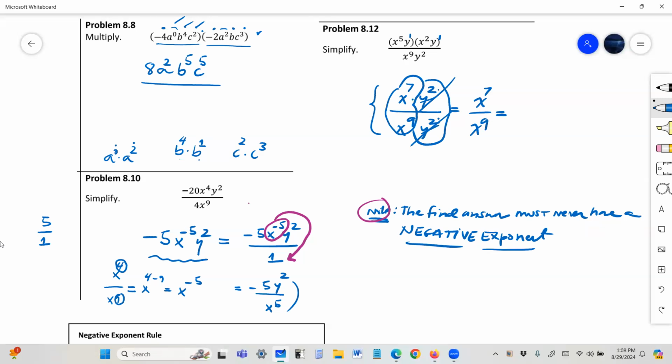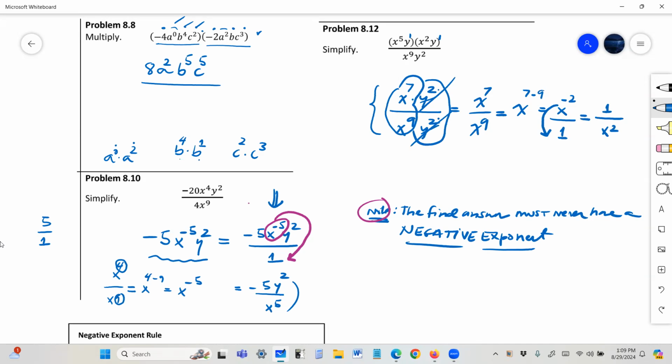Not quite the final answer yet, but I then apply the quotient rule here. So this will be x to the 7 minus 9, which is -2. And it becomes a problem similar to this one right here, where the negative exponent cannot be in the final answer, and it goes to the other side of the fraction as positive. Okay, so if you have a variable with a negative exponent, it must go to the other side of the fraction, and when it does, it becomes positive.